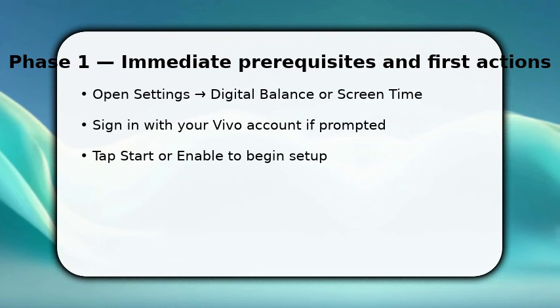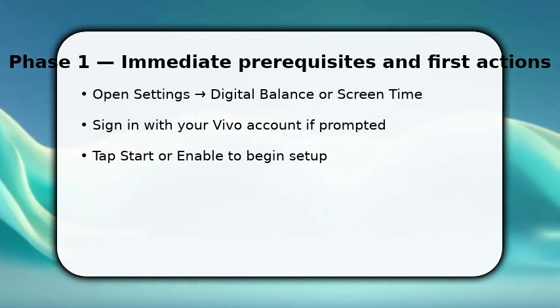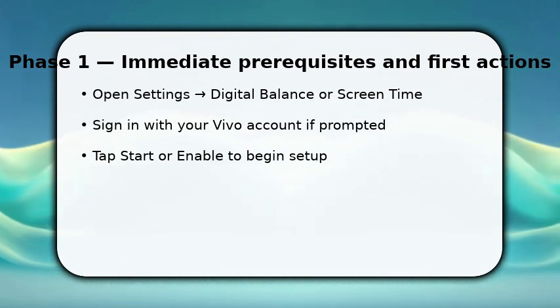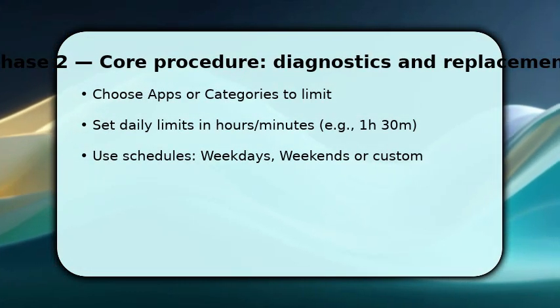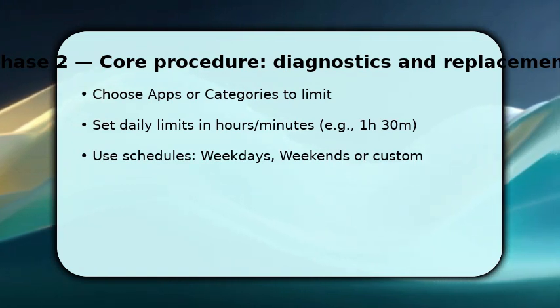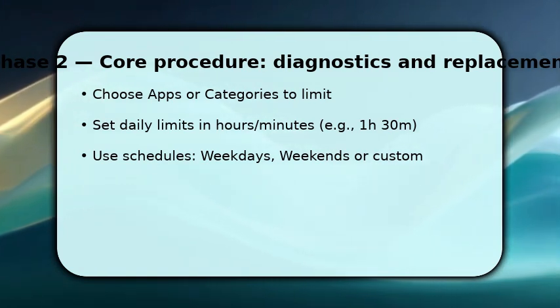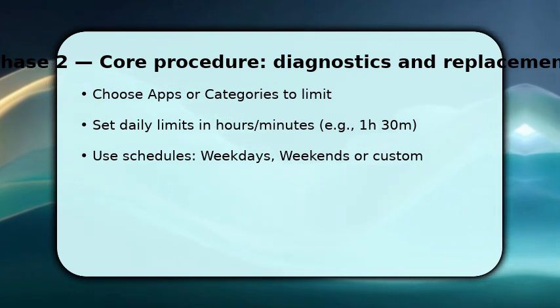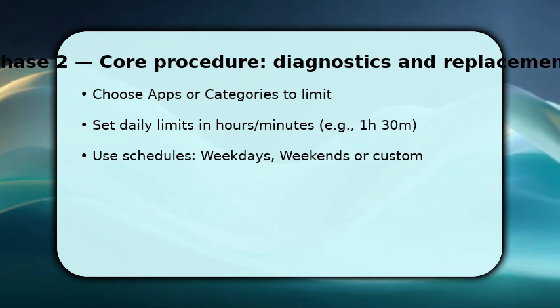This initial step prepares the phone to track time and enforce rules, so don't skip granting access and full monitoring permissions. Next, you select which apps or categories to limit, and why: social media, games, or streaming often top the list. Tap an app, choose daily limit, and enter hours and minutes, for example 1h30m, then save.